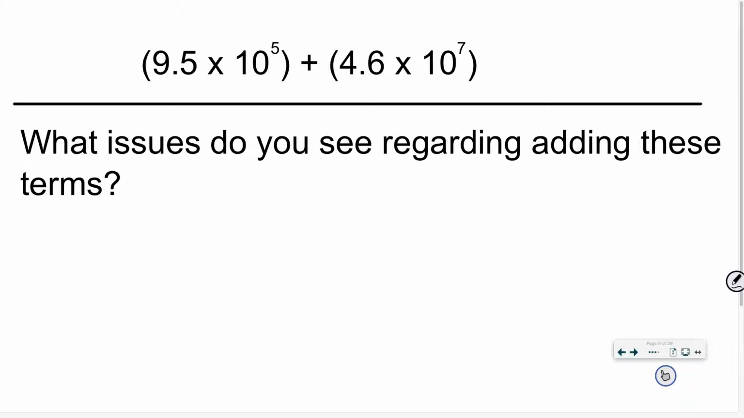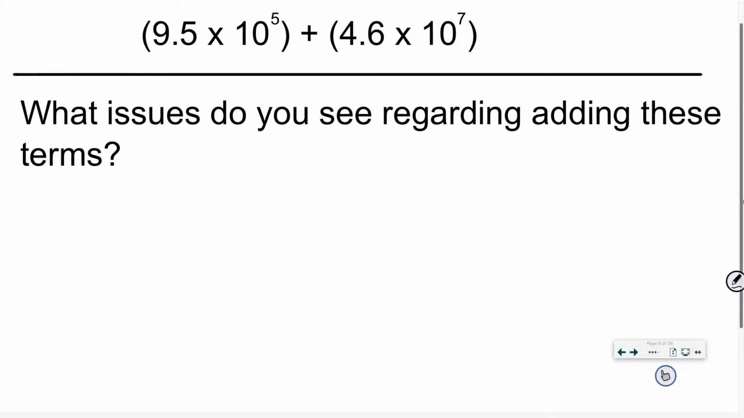The powers of 10 represent the place value. So if I just add together the 9.5 and the 4.6, am I adding numbers in the same place value? No, I cannot do that. So what do you think I might want to do? If they're not in the same place value, what do I need in order to successfully add them? I need them to somehow be in the same place value. So is there something that I might be able to do to a number so that it is in the same place value?